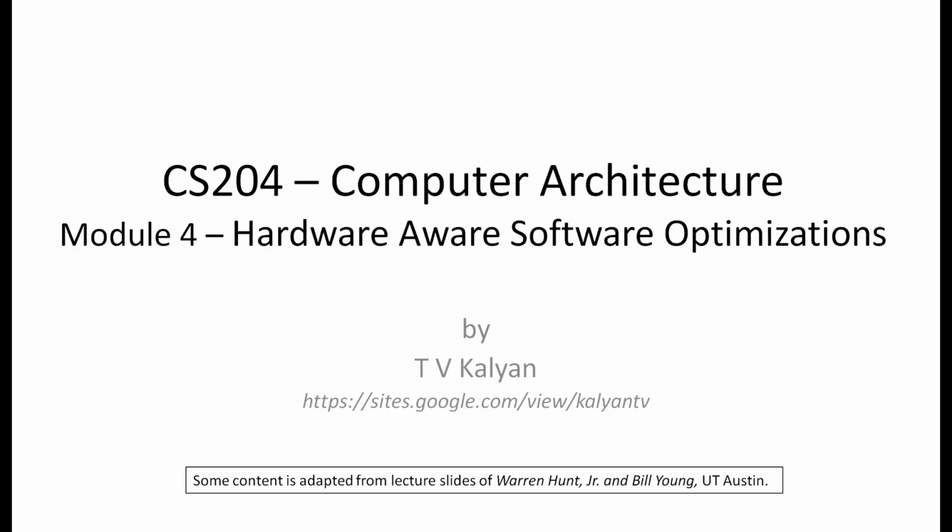In module 1 we understood the notion of ISA and how assembly code is generated. In module 2 we understood how these assembly instructions are executed, and in module 3 how the data and instructions are stored in a hierarchy of memories.